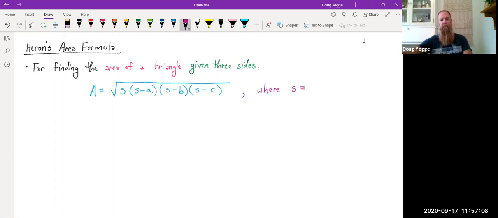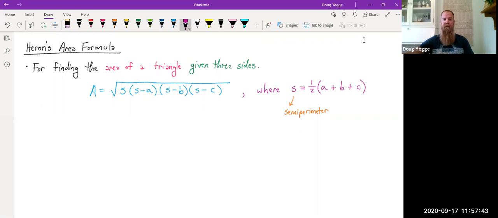is some particular quantity. We refer to S as the semi-perimeter. It's actually half of the perimeter. So in order to find the perimeter of the triangle, we have A plus B plus C, which implies that S is half of that perimeter. And so this is the formula that we can use in order to find the area of a triangle.